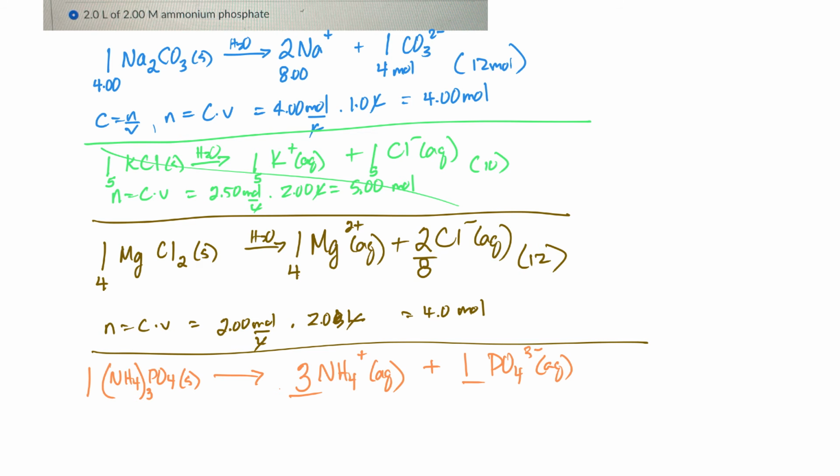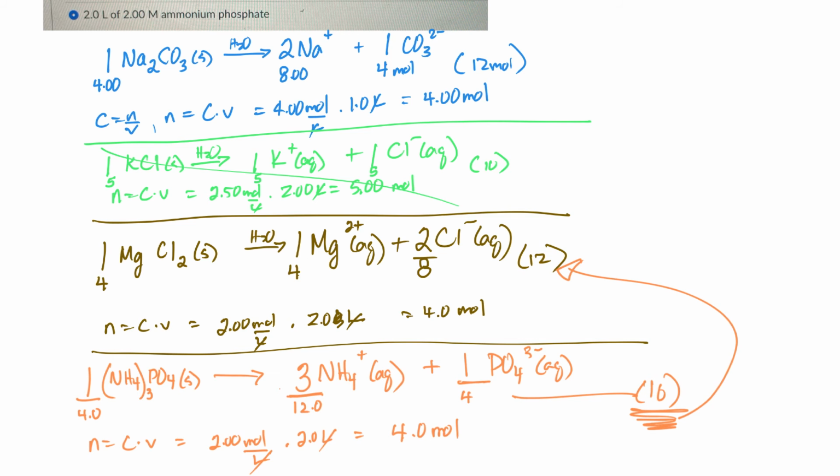So let's see how many I have to start with. n is equal to C times V, concentration 2 molar, times the volume is 2 liters. Yeah, that's right, 2 liters, you multiply, that gives you 4.0 moles. Okay, so if I start with 1, I get 3 and 1, but what if I start with 4 moles of that? Then this is going to be 12, and this is going to be 4. So altogether, that's going to be 16. That's the most number of moles of ions right there.